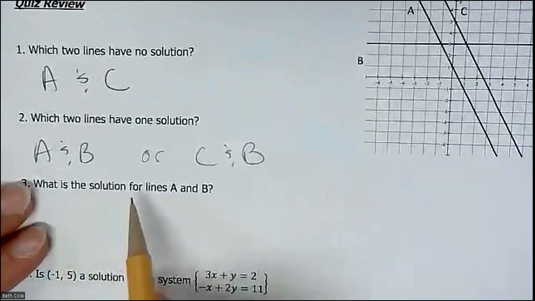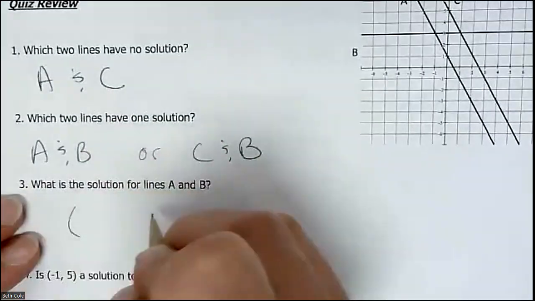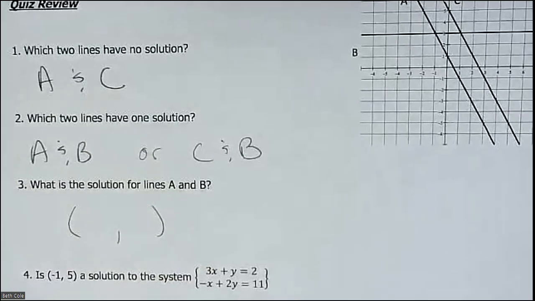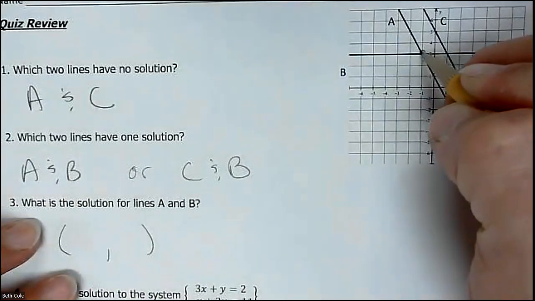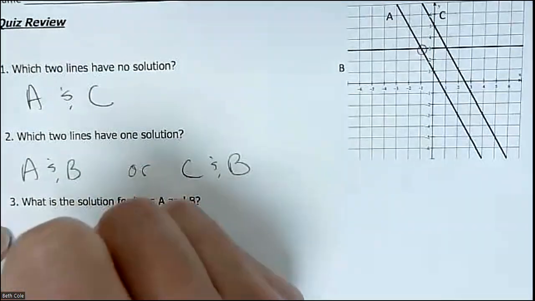All right. Now, what is the solution for lines A and B? That's an ordered pair, something comma something else. It's right here. So good. -1, 3.